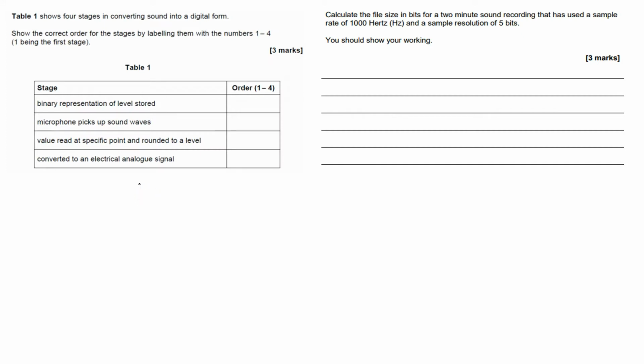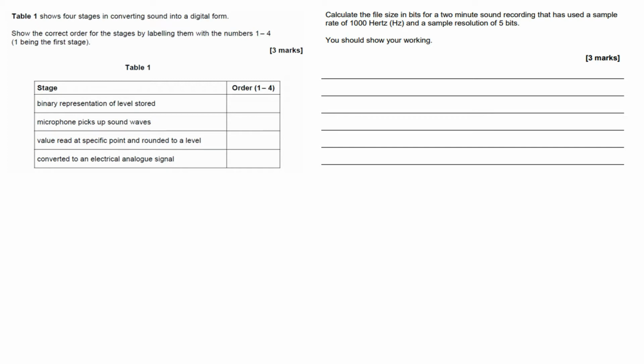This is 3.3.7 representing sound. Table 1 shows 4 stages in converting sound into a digital form. Show the correct order for the stages by labelling them with numbers 1 to 4, 1 being the first stage. So we need to have a really good look at these 4 stages here.